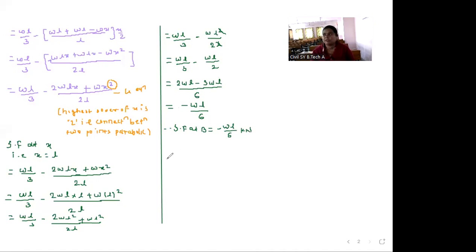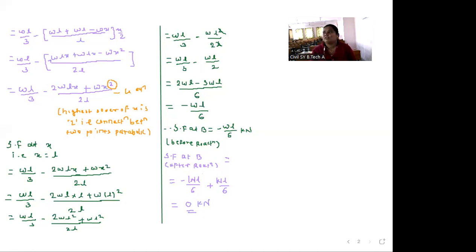Okay, got it? Anybody having doubt? But this is the shear force before reaction. Now we will find the shear force after reaction. So the shear force at B after reaction: before reaction the shear force is minus WL by 6. After that, we will consider the reaction. The reaction at B is plus WL by 6. So minus WL by 6 plus WL by 6 is equal to 0 kilonewton. So the shear force at B after reaction is 0 kilonewton.